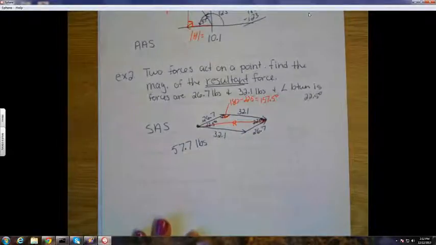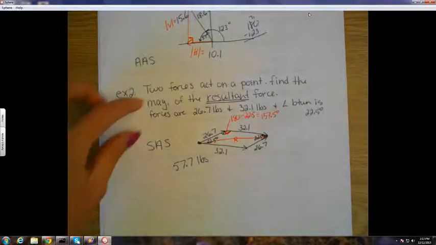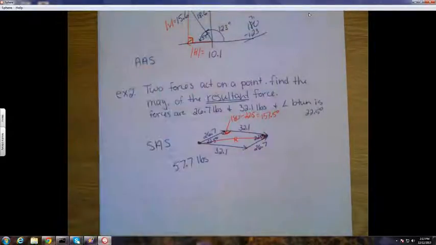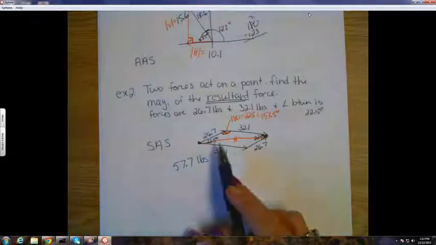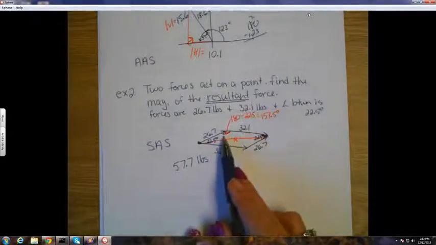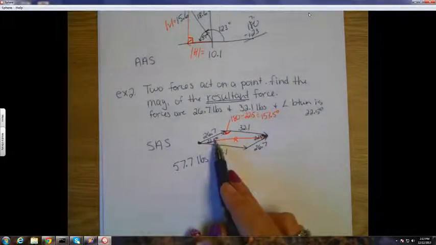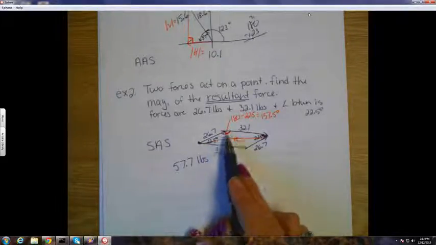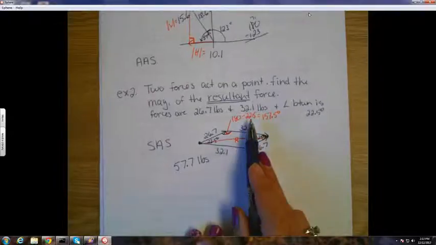Any questions or assistance needed on that one? You can get that answer? So, with two forces acting on a point, you always are going to have to do the 180 minus the given angle, because we chopped that one up when we draw our resultant in, so don't use it because it got chopped up. You need the one over here, and then run your SAS.